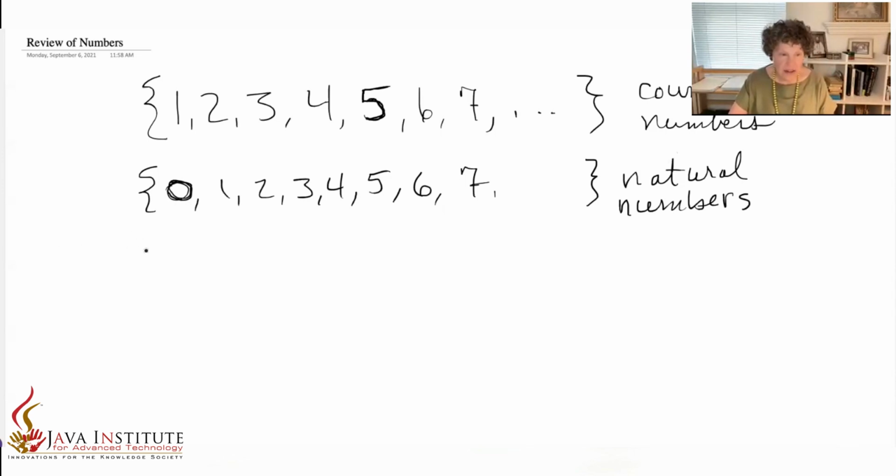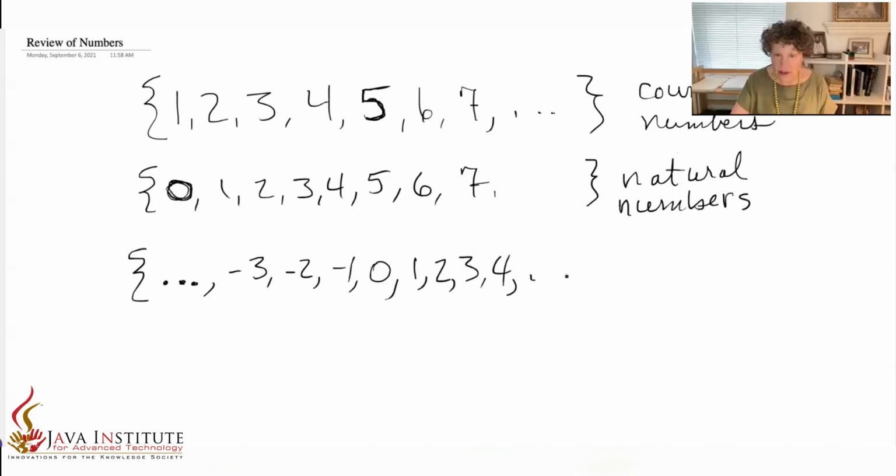But everybody agrees on the integers. And these dots mean it goes on forever. It goes on forever in the negative direction, and it goes on forever in the positive direction. So these are the integers. It doesn't matter how many I give. I could give 4 here. I gave 7 here. You have to give enough so that somebody who's looking at what you did knows your pattern. So when I say 1, 2, 3, everybody knows the pattern.